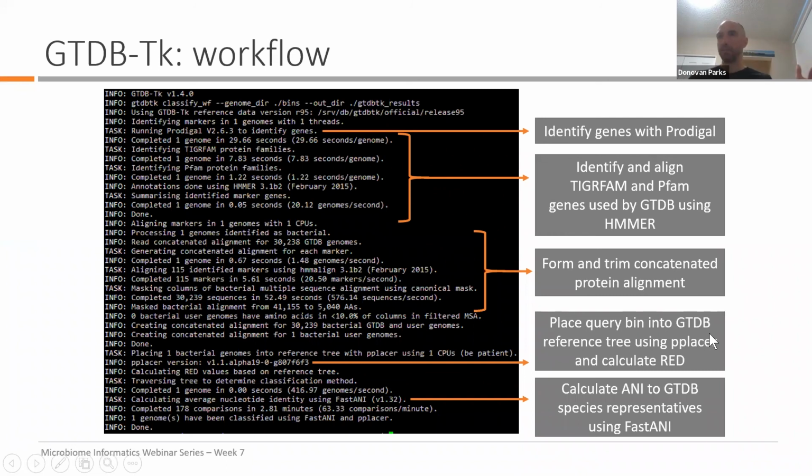Now you have a multiple sequence alignment that's in the exact same multiple sequence alignment space as used for the GTDB reference tree. So you can use a program called pplacer, which will determine the maximum likelihood placement of your genome in this already established reference tree. That's what we then use to calculate the RED of your genome, the relative evolutionary divergence. And if your genome falls within a named GTDB genus, we also calculate the ANI using FastANI to all the different species representatives to see if it satisfies the ANI criteria of actually belonging to an already defined GTDB species.